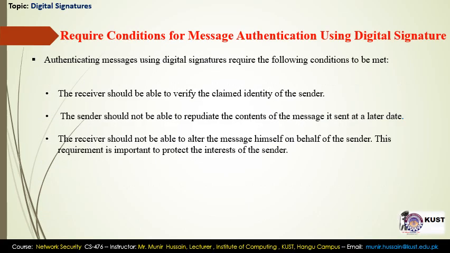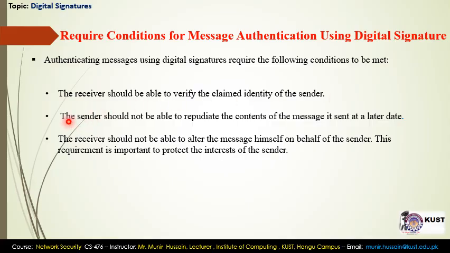Now, the required conditions for message authentication using digital signature. Authenticating messages using digital signatures requires the following conditions to be met. The first condition is the receiver should be able to verify the claimed identity of the sender. For example, an imposter may advise a bank to transfer money from the account of another person. The bank should be able to verify the identity of the user before acting on the advice.